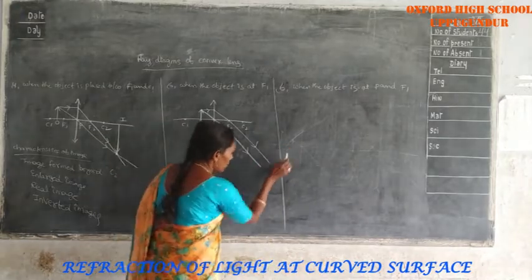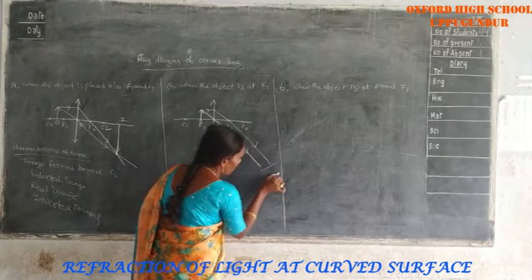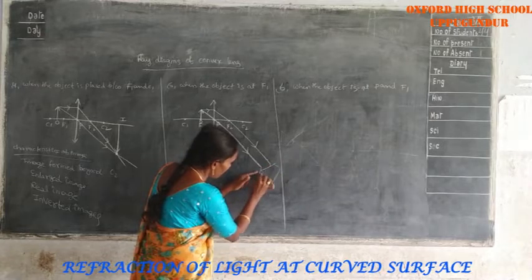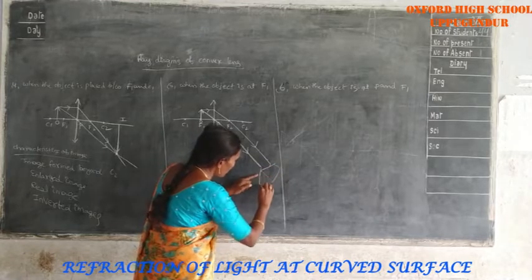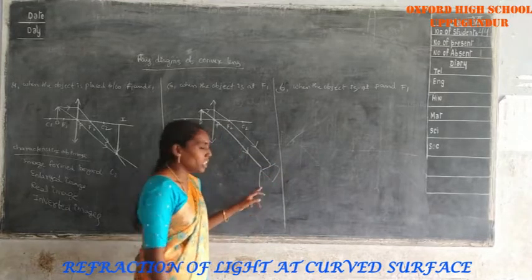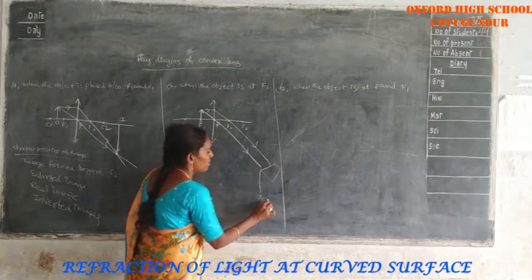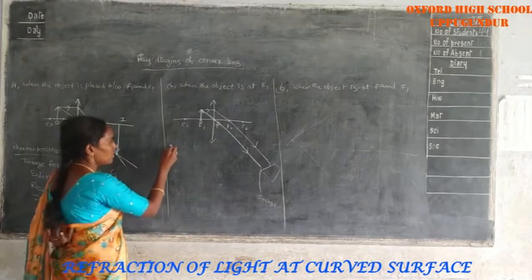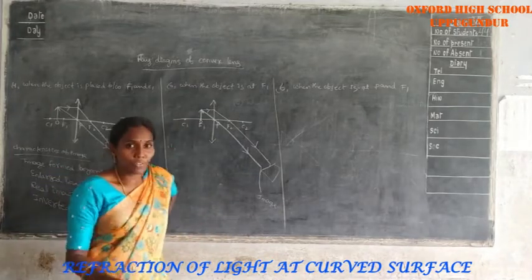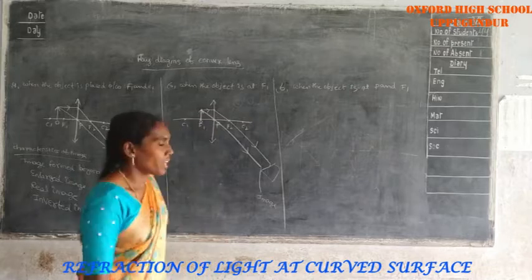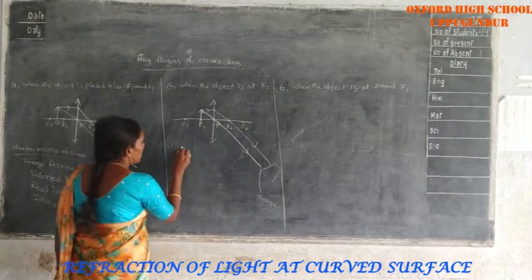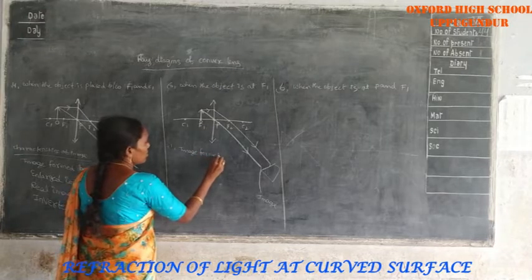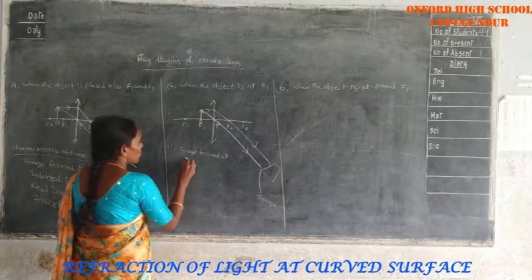If any obstacle is introduced in between two parallel rays, these two parallel rays bend along its edges and these two rays meet at a point. That point gives the image. In this case, the image should be formed at infinity.